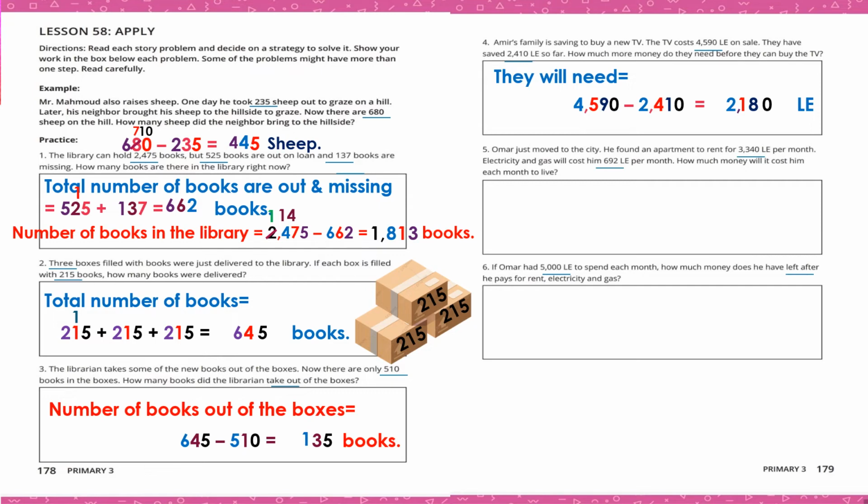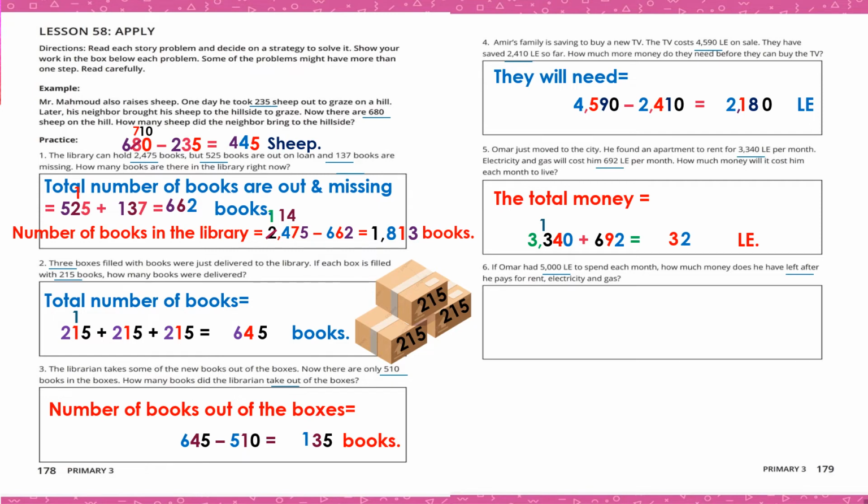What shall we do to get the total number? Addition or subtraction? Yes, addition. The total, it means plus. So 3,340 plus 692. Ones with ones. 0 plus 2. Yes, 2. 4 plus 9. 9 in my mind, 4 in my fingers. After 9. Yes, 13. 3 and regrouping 1 or carry up 1.